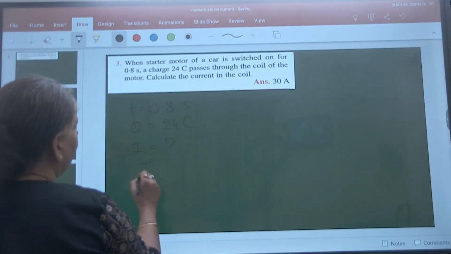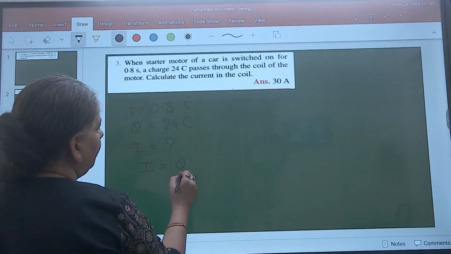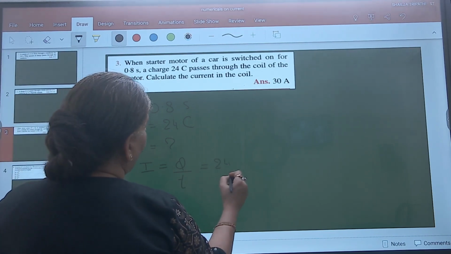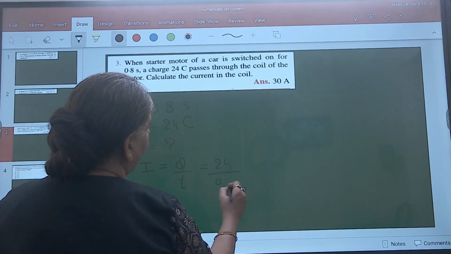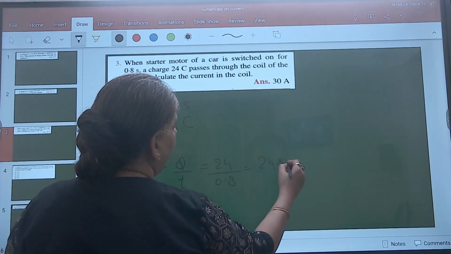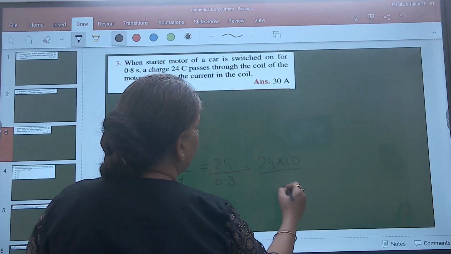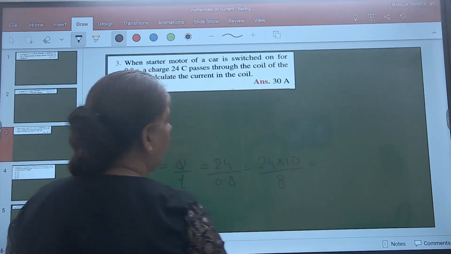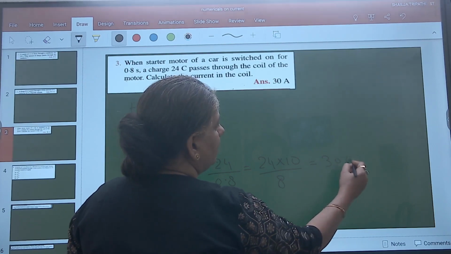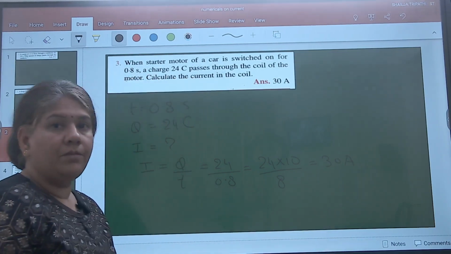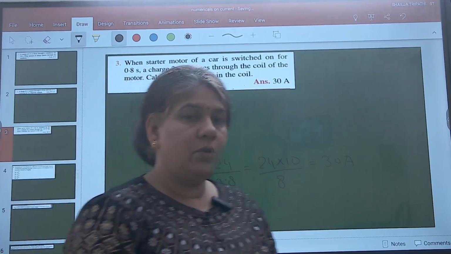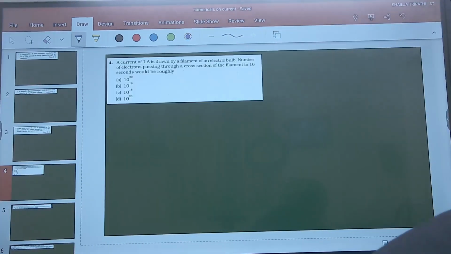So write down the formula. I is equal to rate of flow of charge, that is Q by T, that is 24 upon 0.8. So you can write 24 into 10 upon 8, and on solving you will get 30 amperes. So this is the answer. These are a few of the very easy questions, but you need to remember the formula.